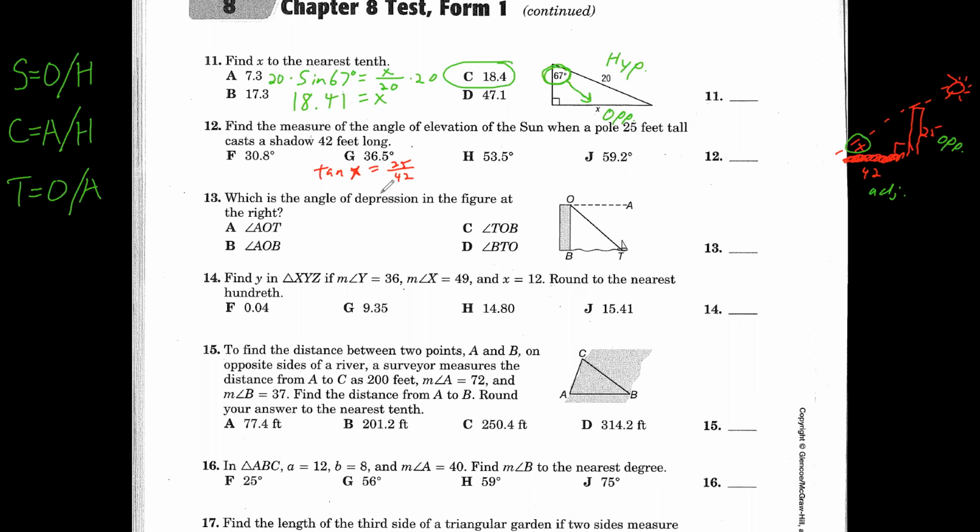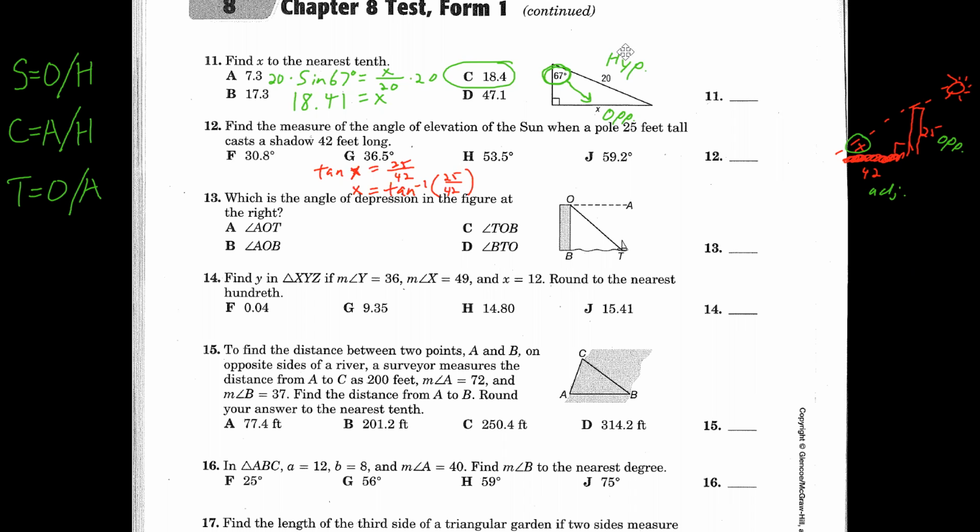We need to get X by itself. So we're solving for an angle. We need to get rid of tangent. The way we get rid of tangent so that we can get the angle measure is the inverse tangent. So we're going to do inverse tangent of both sides, which is going to leave us with the inverse tangent of 25 over 42. Plug that into our calculator.